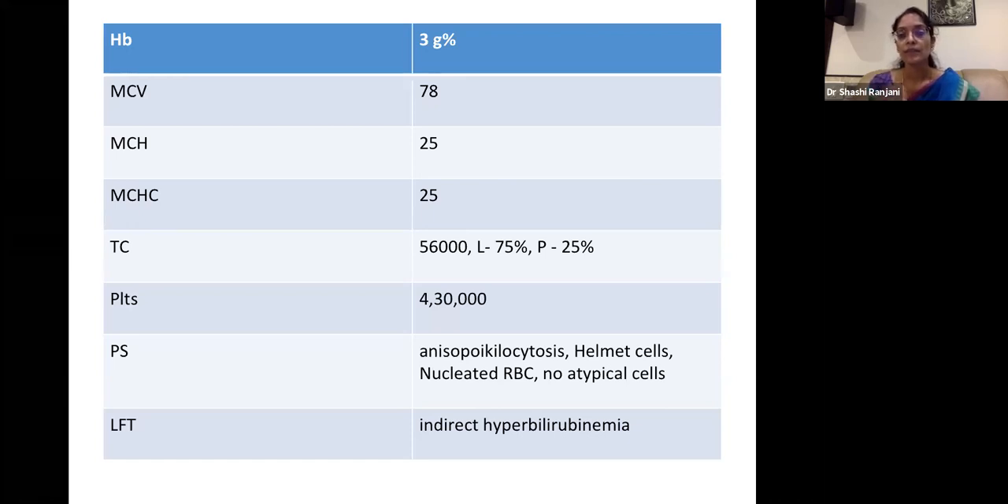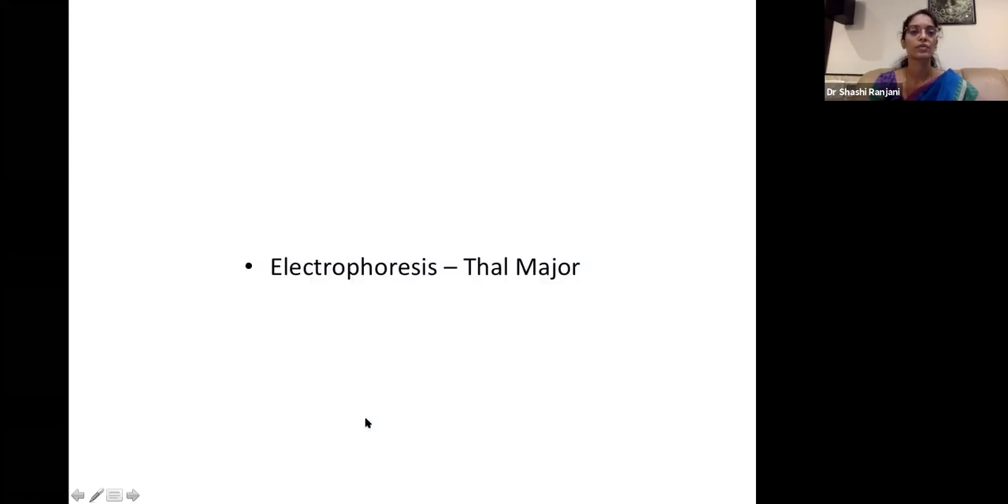The peripheral smear showed nucleated RBCs, which means the counter counts the nucleated RBCs as lymphocytes, because the nucleated RBCs are bigger in size. So the counter counts them as lymphocytes. So that's why we get a high total count. And LFT showed indirect hyperbilirubinemia. So we did the electrophoresis because this child was born out of a consanguineous marriage. It was a typical age group. There were nucleated RBCs. So electrophoresis confirmed a diagnosis of thalassemia major.